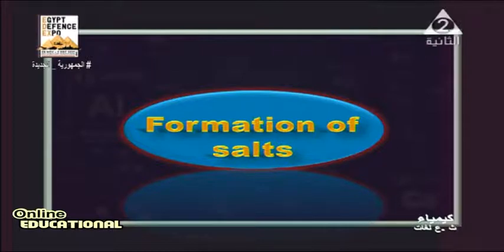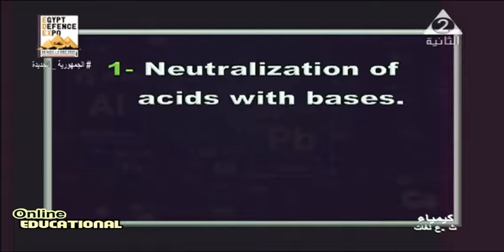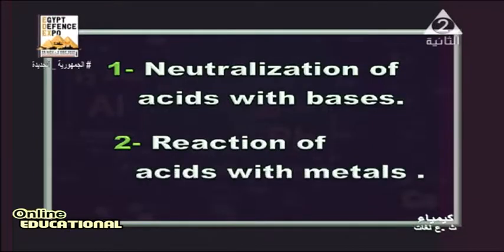How can we know the salt can be formed to detect its positive ion, which is the cation, and its negative ion, which is the anion? The salt is formed from a neutralization reaction between acids and bases. Also, salts are produced by the reaction of acids with metals.